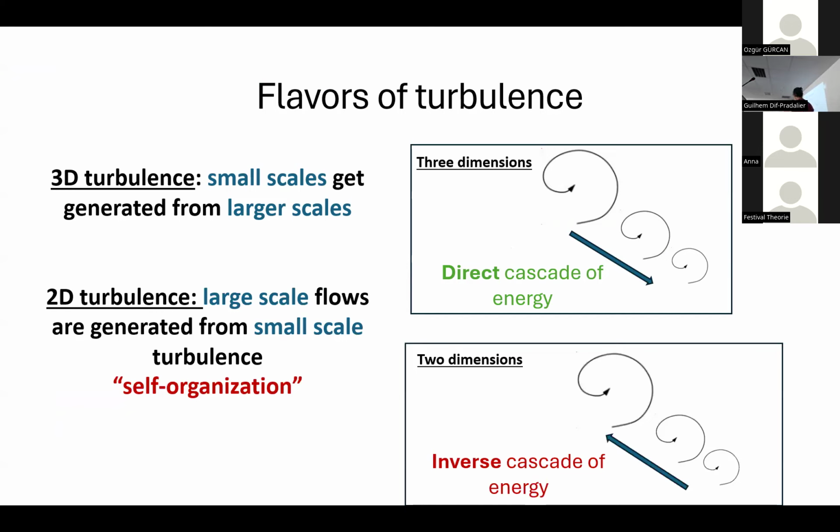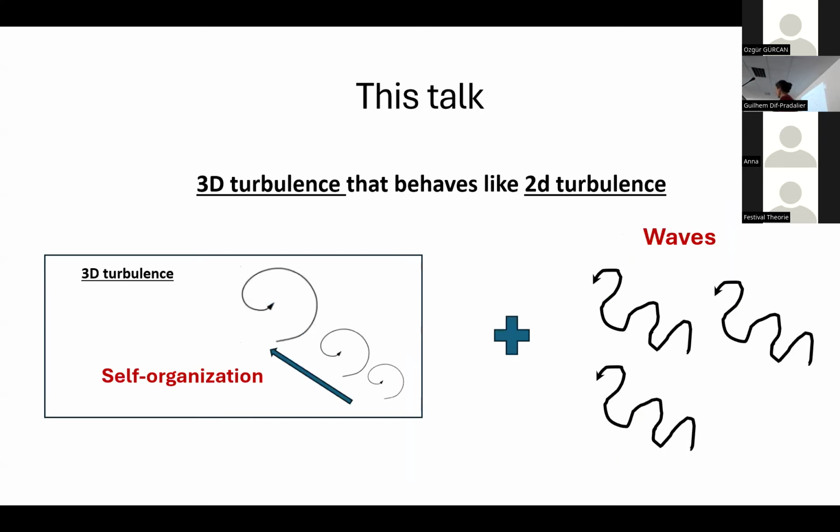There's also 2D turbulence that you're also probably familiar with, where you inject energy at some scales, and then it goes to larger and larger scales. So small scales generate large scales, and this is what we call self-organization. And what I'm going to talk about in this talk is about 3D turbulence that behaves like 2D turbulence, not because it's very thin or in the limit of 3D turbulence, but because there are waves in it.